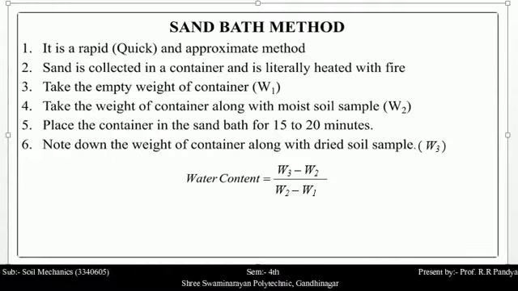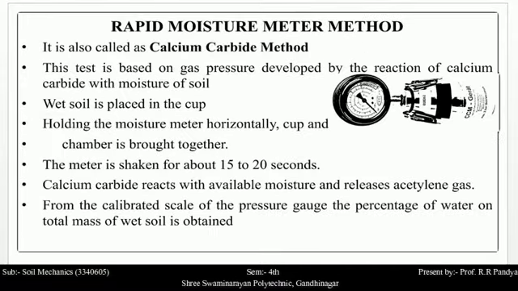Here is then the rapid moisture meter method. You can see the image of the rapid moisture meter. It is nothing but a metal container, which is connected with the pressure gauge. Here is the pressure gauge from the tube. Here is the container which is connected with this tube. So let's start and understand about the pressure meter.